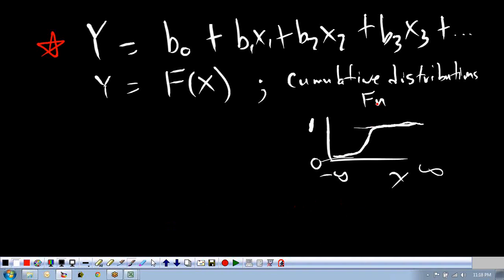A cumulative distribution function. This is f of x. I'll write it in there. This is f of x. Okay, f of x goes from 0 to 1, and every number in between as x increases somewhere between minus infinity and infinity. So for some values of x, it flips over from 0 to 1. So it has that property of only being between 0 and 1, which is kind of good.